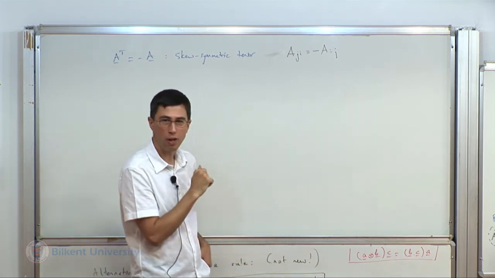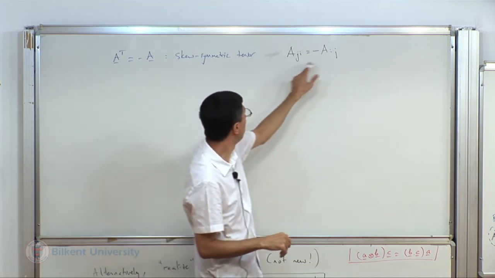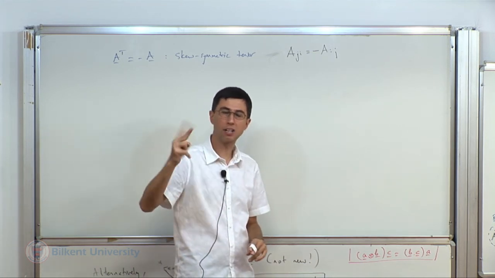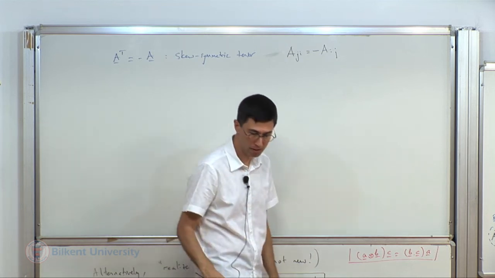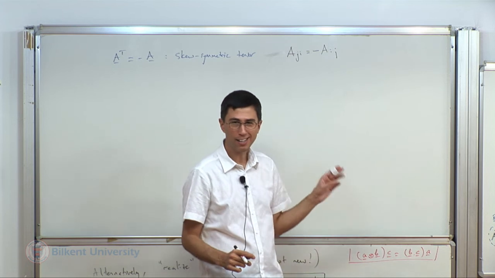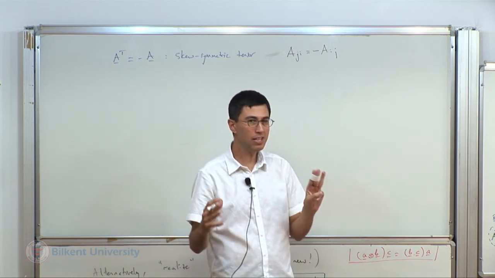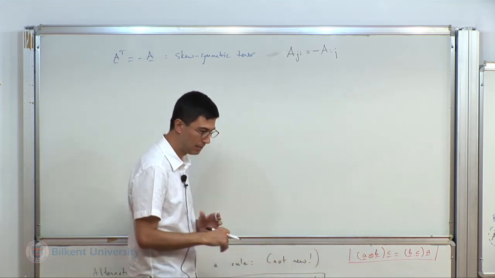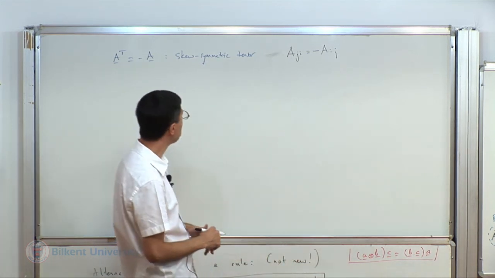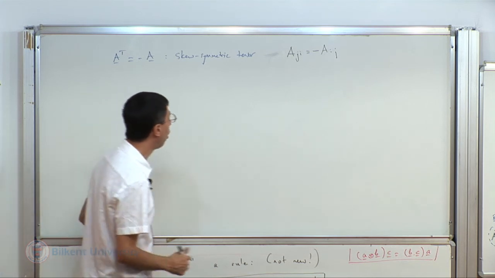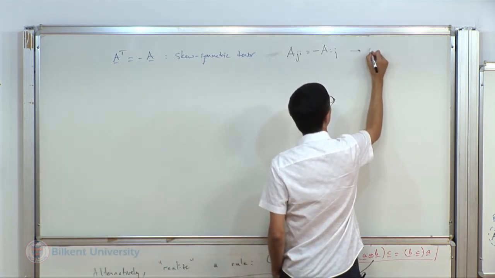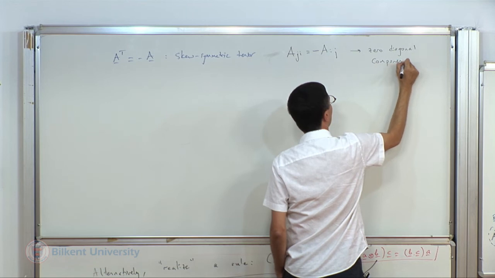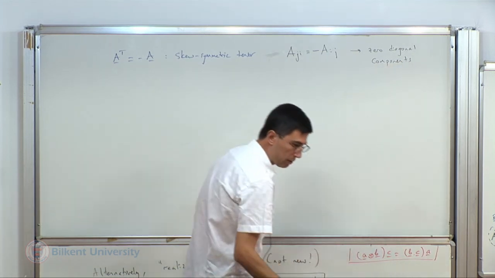Yes? What is A11? A22, A33? Each equals minus itself, so the diagonal is 0, and the off-diagonal components are minus one another. So there are only 3 independent components. So in that sense, it's a tensor, but it has 3 independent components. So in some sense, it's like a vector. And indeed, we will associate it with a vector, maybe in the next lecture. All right. So zero diagonal components, and it has 3 independent components.